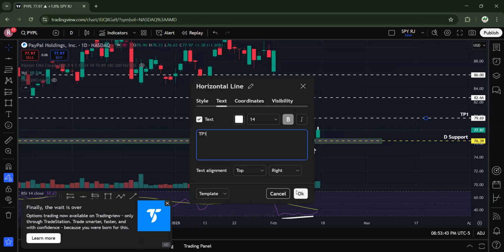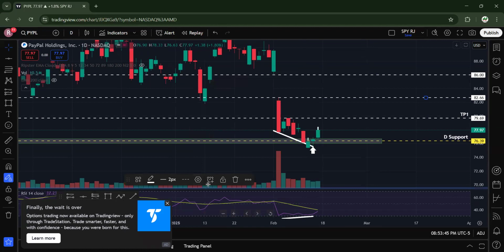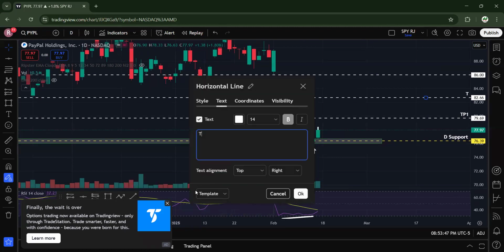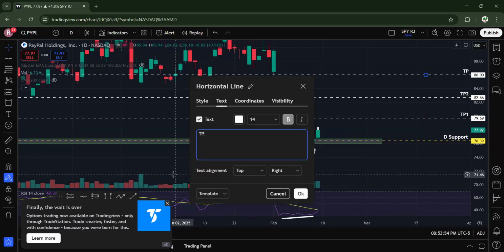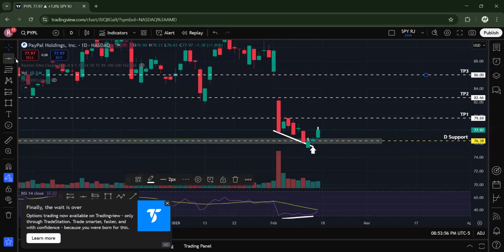I'll put this in the chat as well. TP1, TP2, TP3. All right. So we'll see if that plays out.